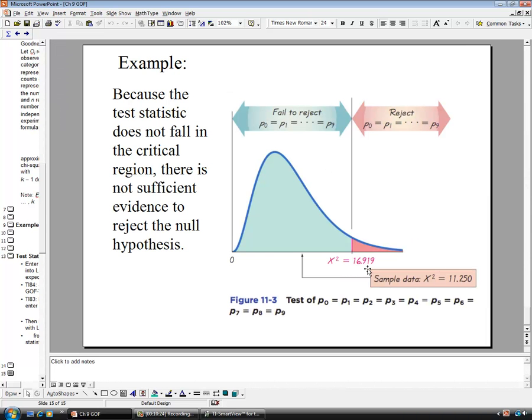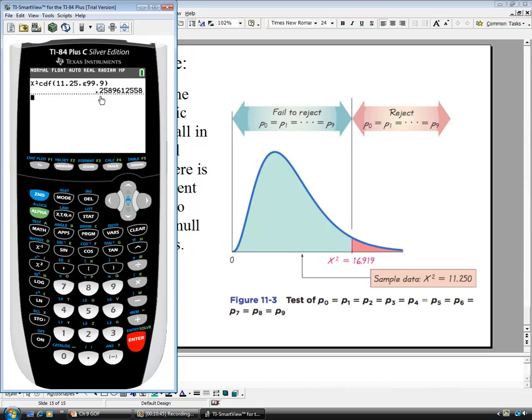Alright, so 16.92, or so. There's our critical value. Everything in the pink over here will reject. Anything over here will fail to reject. We came out with a value of 11.25. It is less than that, so we fail to reject. And again, our p-value is 0.26. That is certainly greater than alpha. That would also indicate that we would fail to reject.